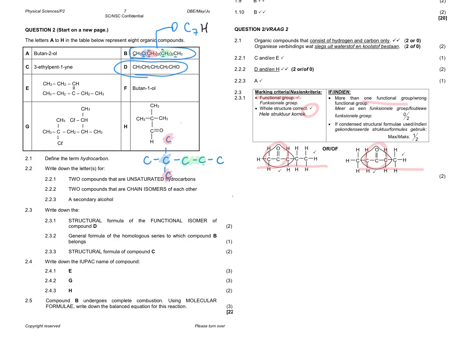So there are 7 carbons, and counting the hydrogens, there are 16. 7 carbons, 16 hydrogens, that's CnH2n+2. That is an alkane. It's an alkane, there's no double or triple bonds.